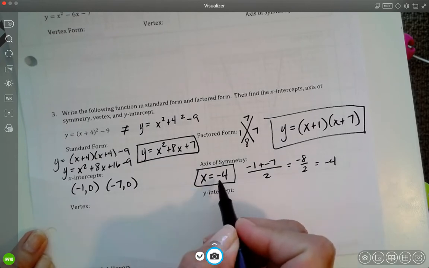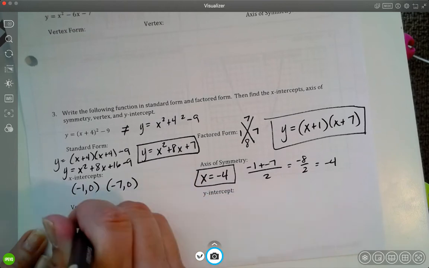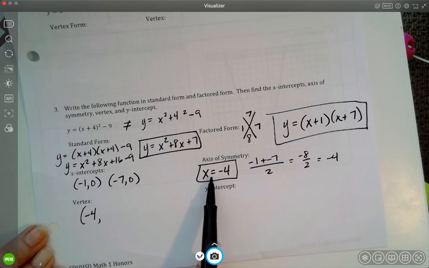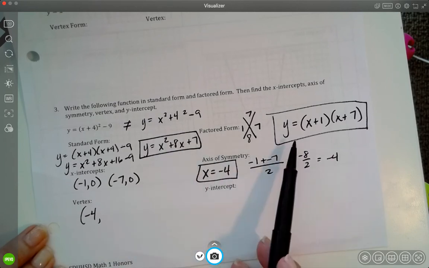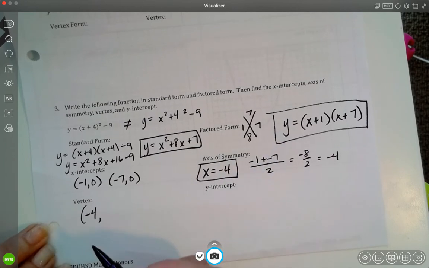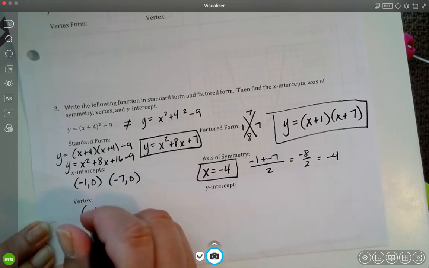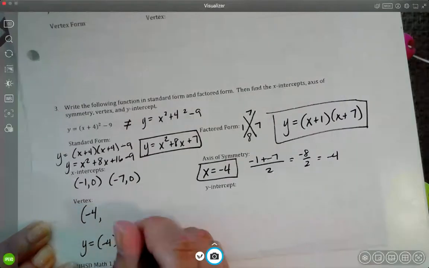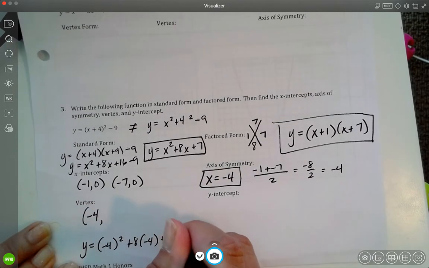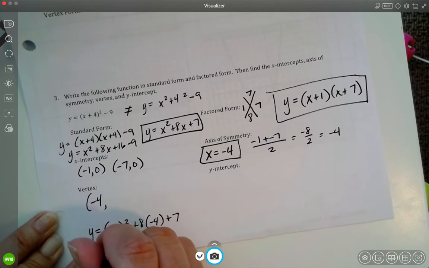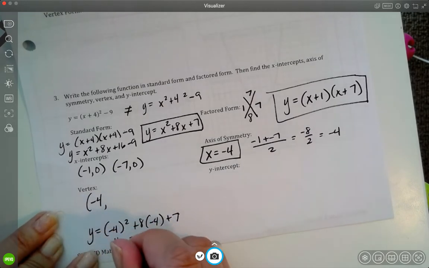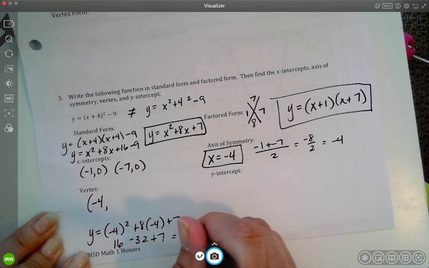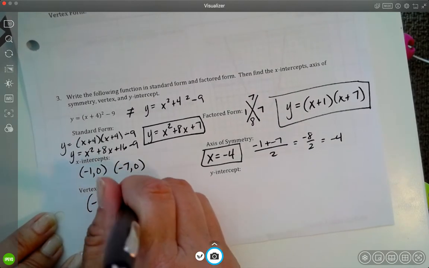I already know my x from my vertex, which is -4. So now I just need to plug in -4 into my equation, either one, for x, and solve for my y. I'm going to plug it into the original one. So y equals -4 squared plus 8 times -4 plus 7. So -4 squared is 16, minus 32 plus 7, and I end up with -9. So my vertex is -4, -9.